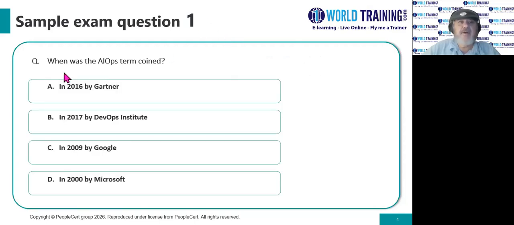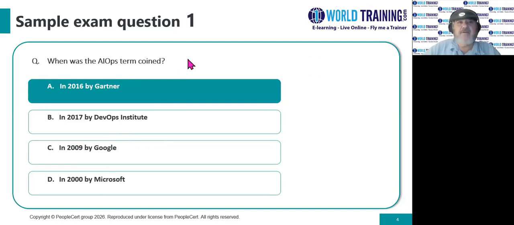Question 1, when was the AIOps term coined? When was it created, in other words? So this is pretty much just memory work. Again, if you don't remember, you can go to the materials and look it up, but I happen to remember that A is the right answer, in 2016 by Gartner. It wasn't the DevOps Institute, Google, or Microsoft. And by the way, the correct answers are provided on the slide after the question in each case. So when you're studying, I recommend you go back over the sample questions and make sure that you know the answers.